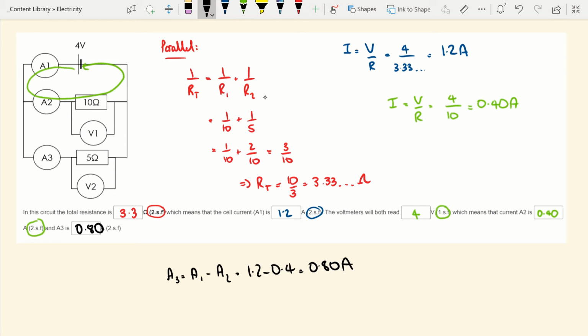And does that make sense? Yes, it does, because we'd expect A3 to be bigger than A2, and we'd actually expect A3 to be double A2 because it's going through half the resistance. So that makes sense, and all of our current rules are obeyed, so that looks good.